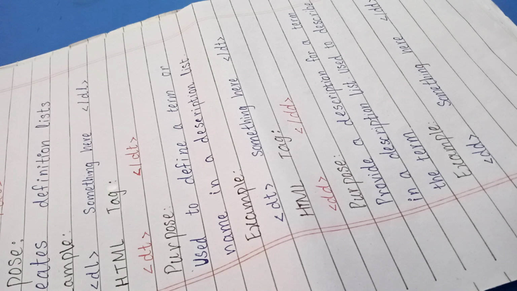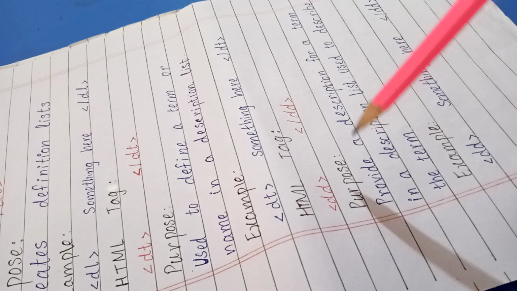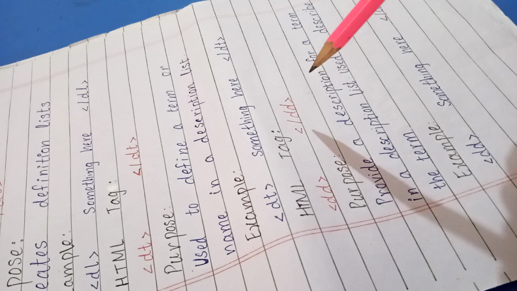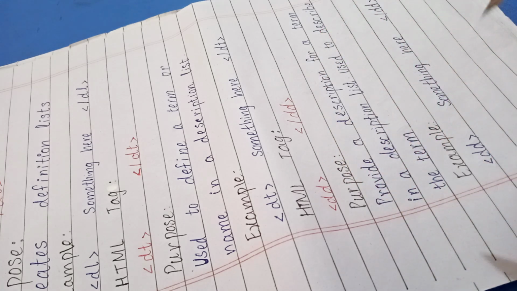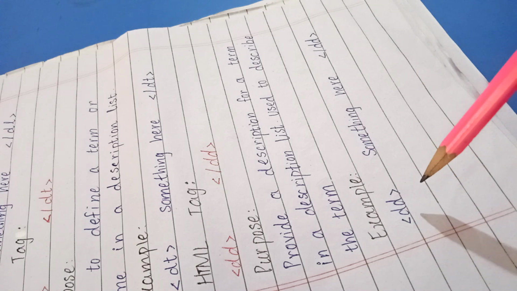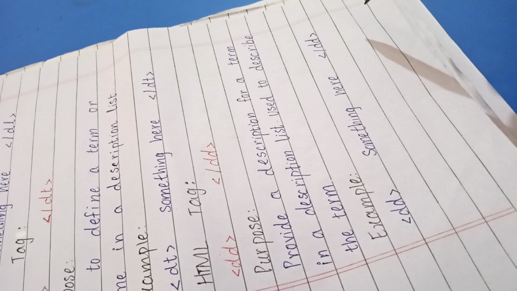Next, our HTML tag is DD. It describes the term. Less than DD greater than, this is our opening tag and this is our closing tag, less than slash DD greater than. You can see the purpose. It provides a description for a term in our description list, used to describe a term. You can see the example, less than DD greater than, write something here, less than slash DD greater than.